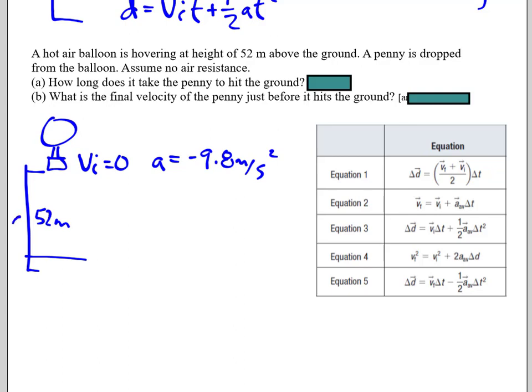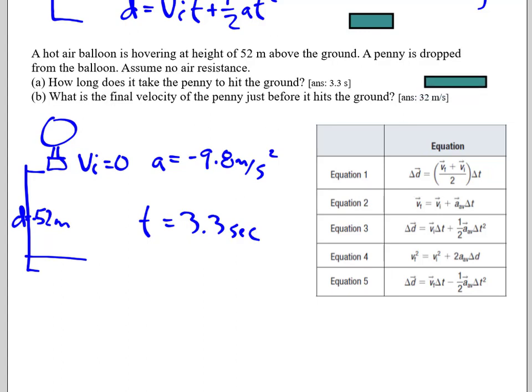Okay, so this is D, and again, we could make that negative 52. So the first one, we've done this one already once or twice. It's the same as the flower pot, so we should get a time value of 3.3 seconds. Okay, and what is the final velocity of the penny? Again, just like the flower pot question, only this time it's going to be 32 meters per second. Okay, so I hope those worked. If not, we'll try some more.